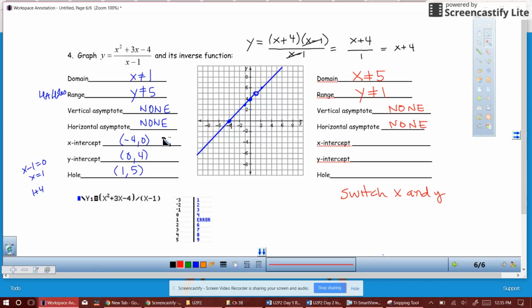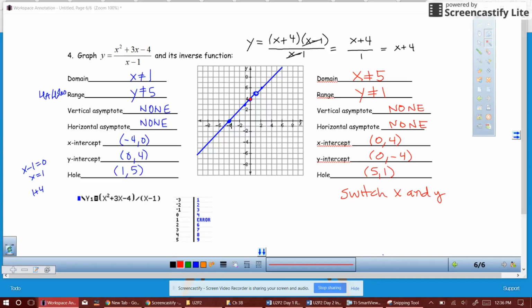Right? So my x-intercept is now going to become my y-intercept. So 0, -4. My y-intercept is going to become my x-intercept, 4, 0. And my hole has to switch the ordered pair. So 5, 1. So I'll start by putting these characteristics down. And so here I go, 0, 4 is right there. And then I have -4, 0.